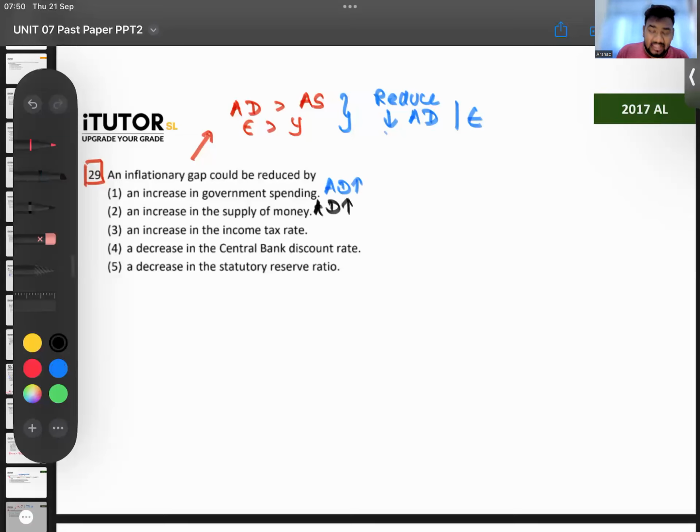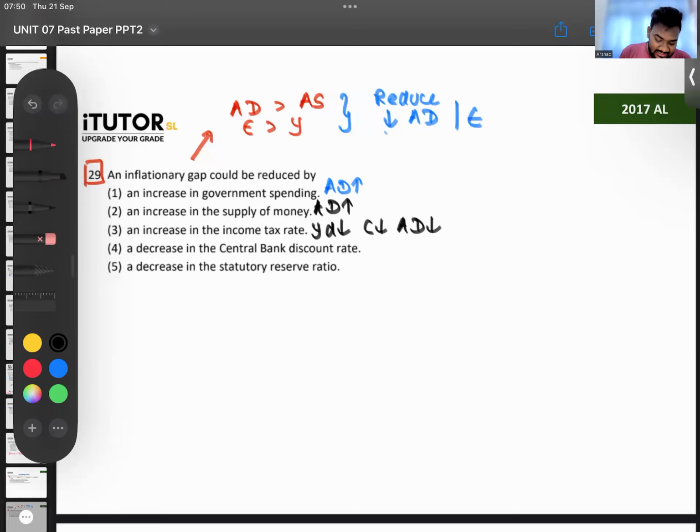Then increase in the income tax. That is the same question, no? What happens? When you increase the income tax, disposable income comes down. Disposable income comes down, consumption comes down. When consumption comes down, what happens? Aggregate demand comes down. Can be a solution to bring inflation down.